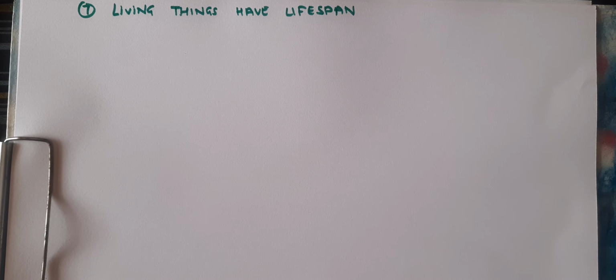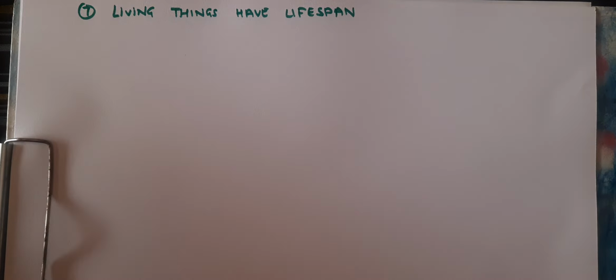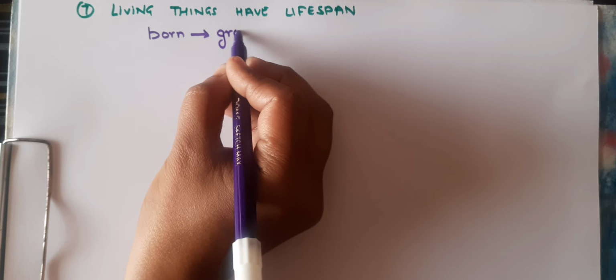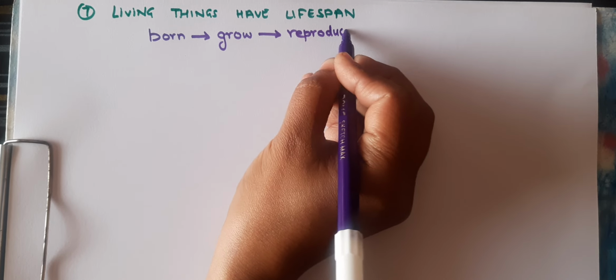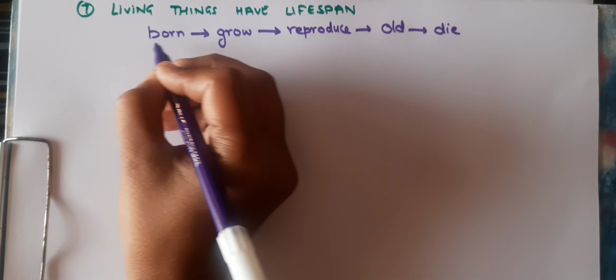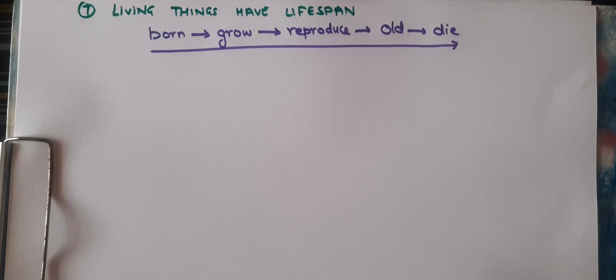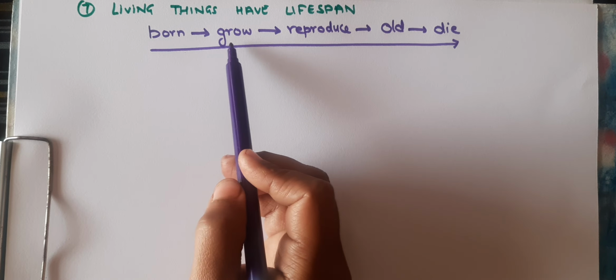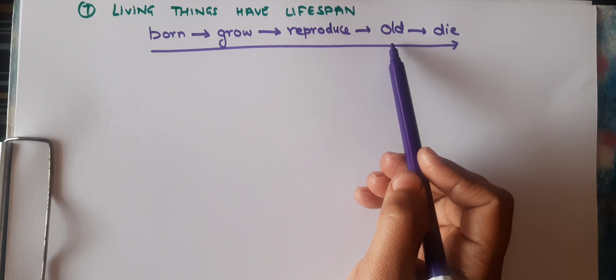Okay, the last point about living things is that they have a lifespan. Living things are born, then they grow, then they reproduce, that is, they make babies, then they get old and then they die. This is a kind of cycle that every living thing has to undergo. You have seen that, right? Flowering plants grow, then after some time they produce flowers, sometimes seeds also, and then they die.